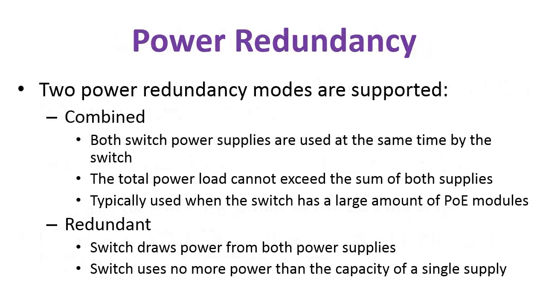Now, regarding power redundancy, there are two power redundancy modes which are supported: combined and redundant. In combined mode, both switch power supplies are used at the same time by the switch. The total power load cannot exceed the sum of both supplies, and this is typically used when the switch has a large number of Power over Ethernet modules. In redundant mode, the switch draws power from both power supplies, and the switch uses no more power than the capacity of a single supply.